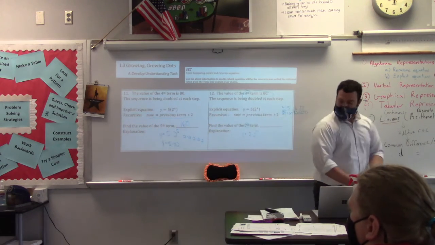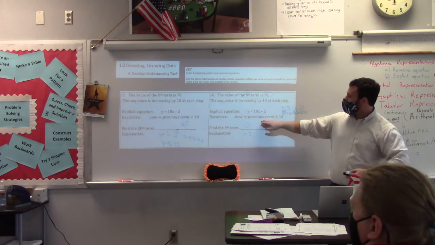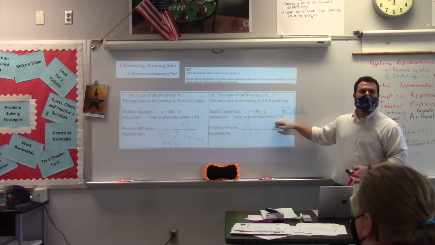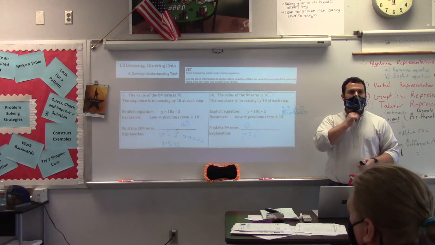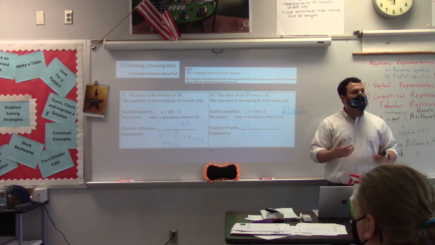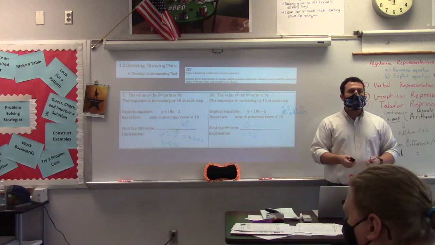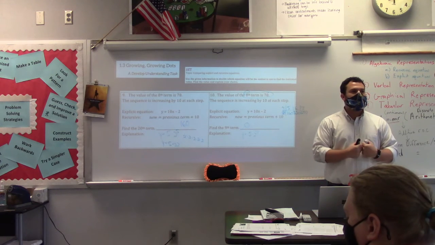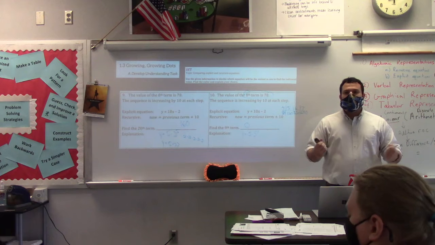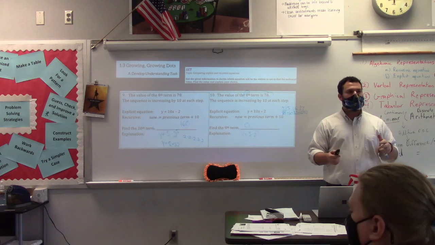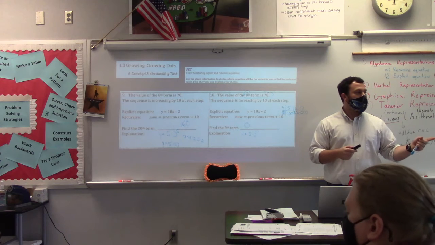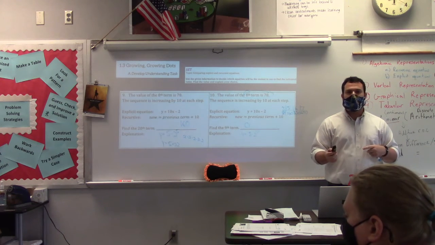Right? When I looked here, I was repeatedly adding 10. How do we show repeated addition in mathematics? And I'm multiplying 10 times x. It's the same story, just two different ways. A recursive and explicit equation are not telling you to do two different things. It's just which one's easier in the moment. We all clear on that? Any questions? Comfortable with those ideas?